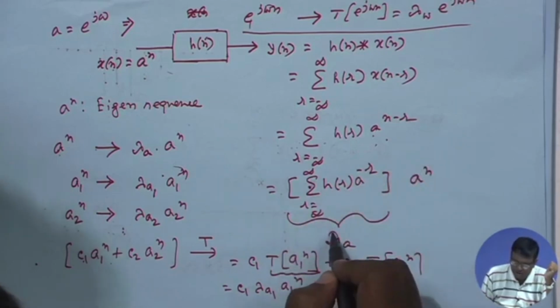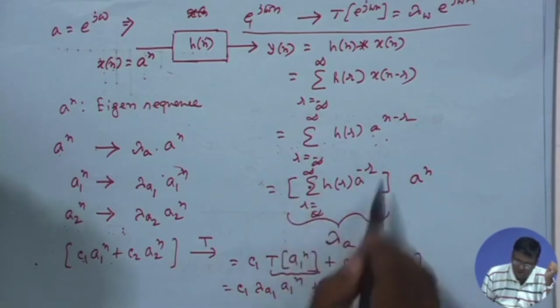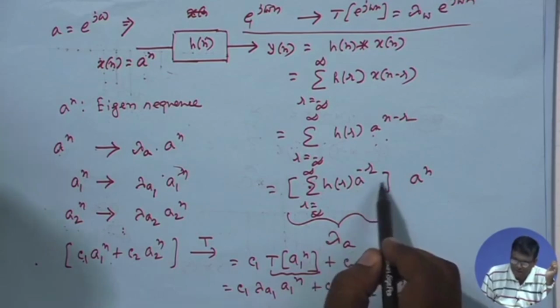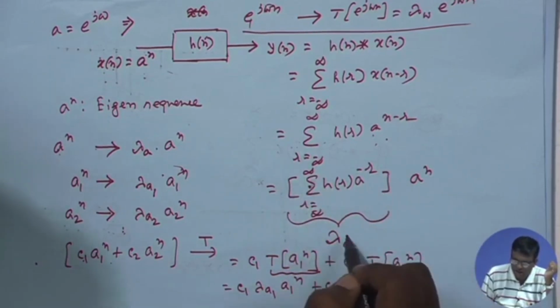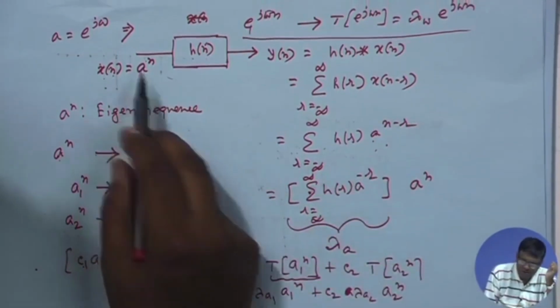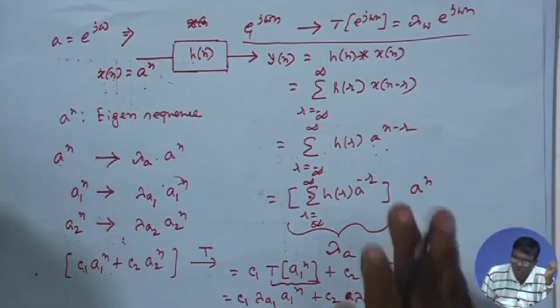You can give it a name, lambda as a function of a, because a is your choice. So, this value will change in accordance with a. If a changes, this overall value will change. So, it is a function of a. So, I call it lambda(a). It is like an eigenvalue. So, if you give a to the power n as input, you get lambda(a) into a to the power n as the output. What is the advantage of this?